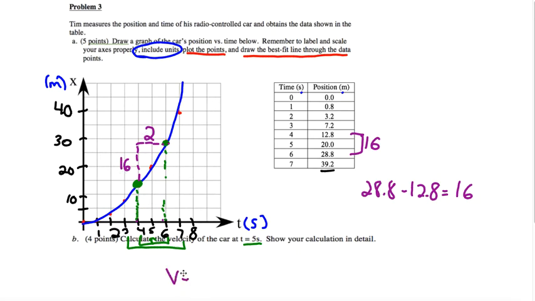So the velocity at the 5-second point is rise divided by run. And 16 divided by 2 gives you 8. So that's my answer for part B. 8 is the velocity, and make sure you have a label for that. My rise was in meters, my run was in seconds. So when you divide rise divided by run, it's meters per second. That's our answer for B.